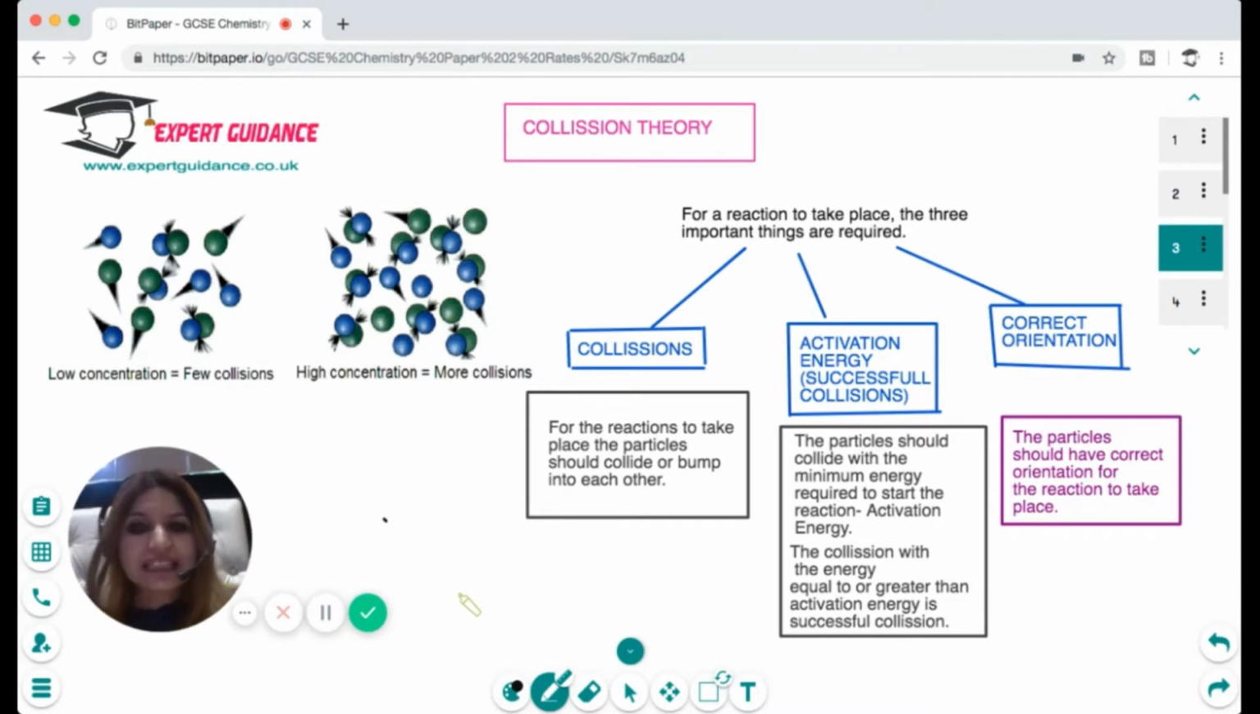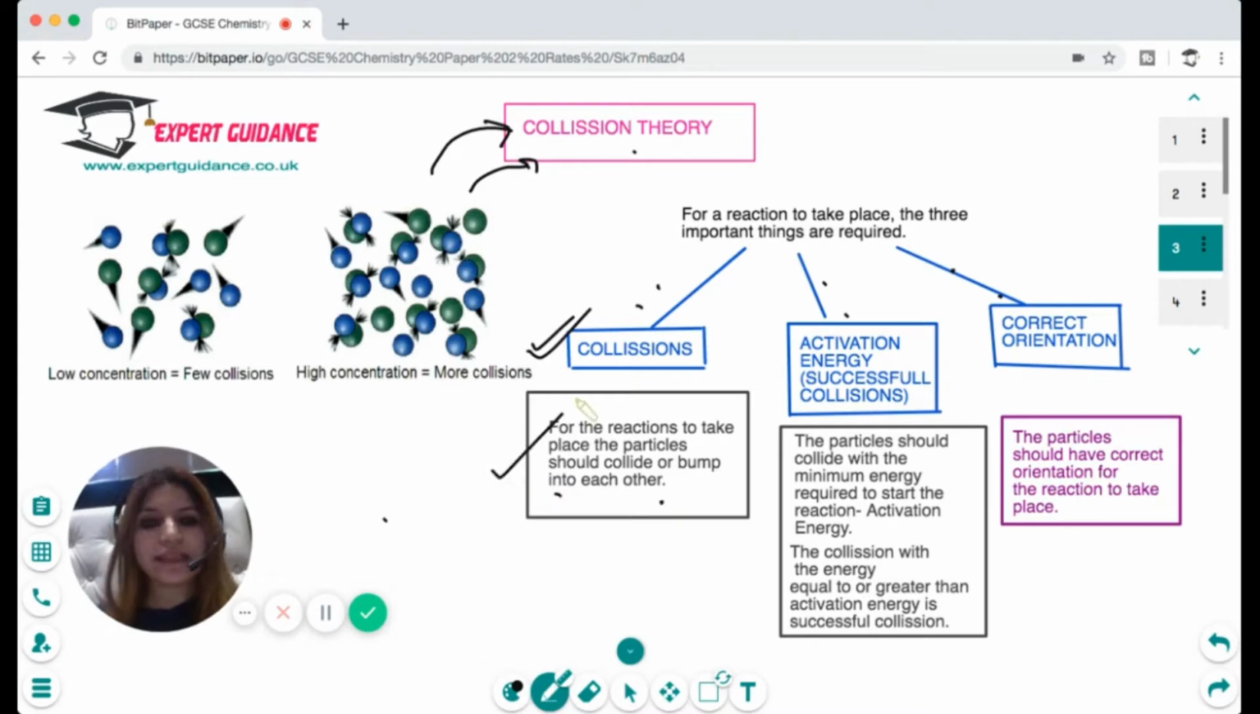So the factors that affect rate of reaction can be explained with the help of collision theory. Remember, it's very important because for any factor that is affecting rate of reaction that comes in the exam, you need to answer about the collision theory. So collision theory has three parts. It says that for a reaction to take place, we require collision, and the particles should collide for the reaction to take place. And it's not just bumping into each other that will make the reaction faster.